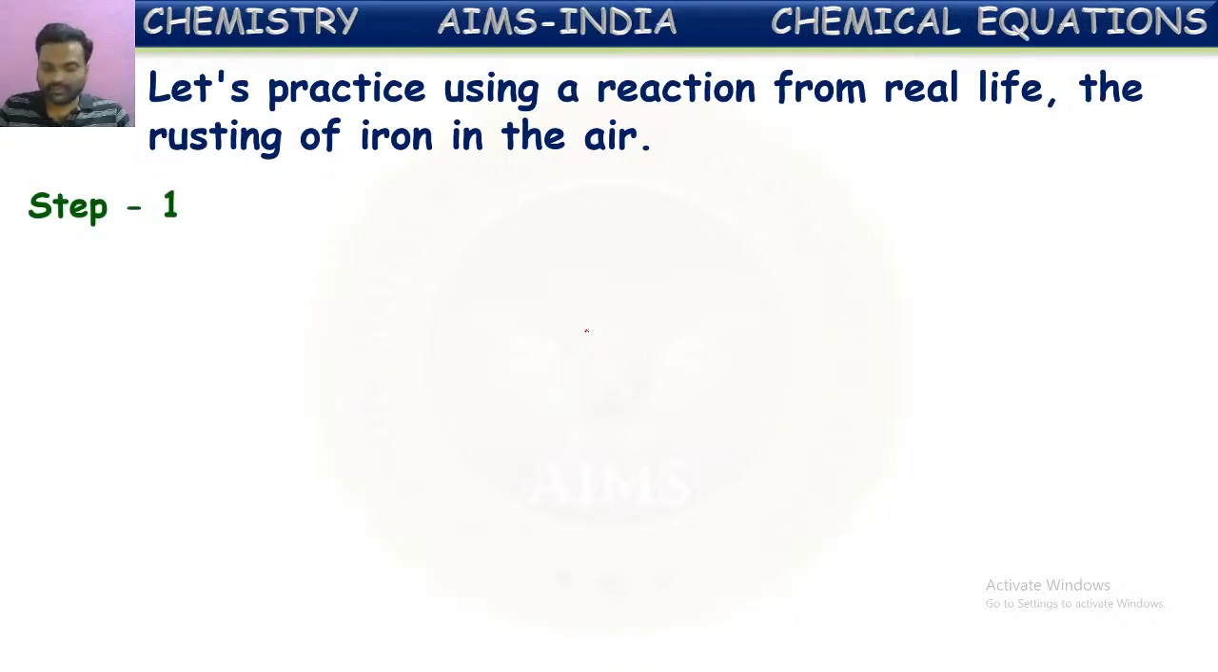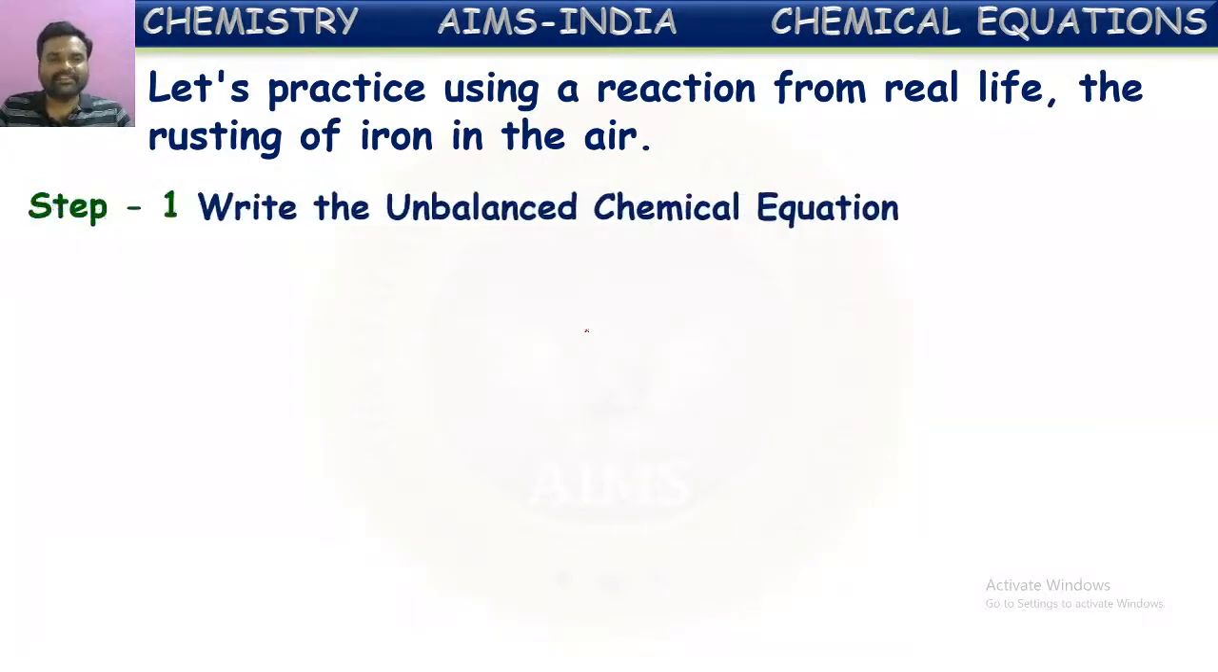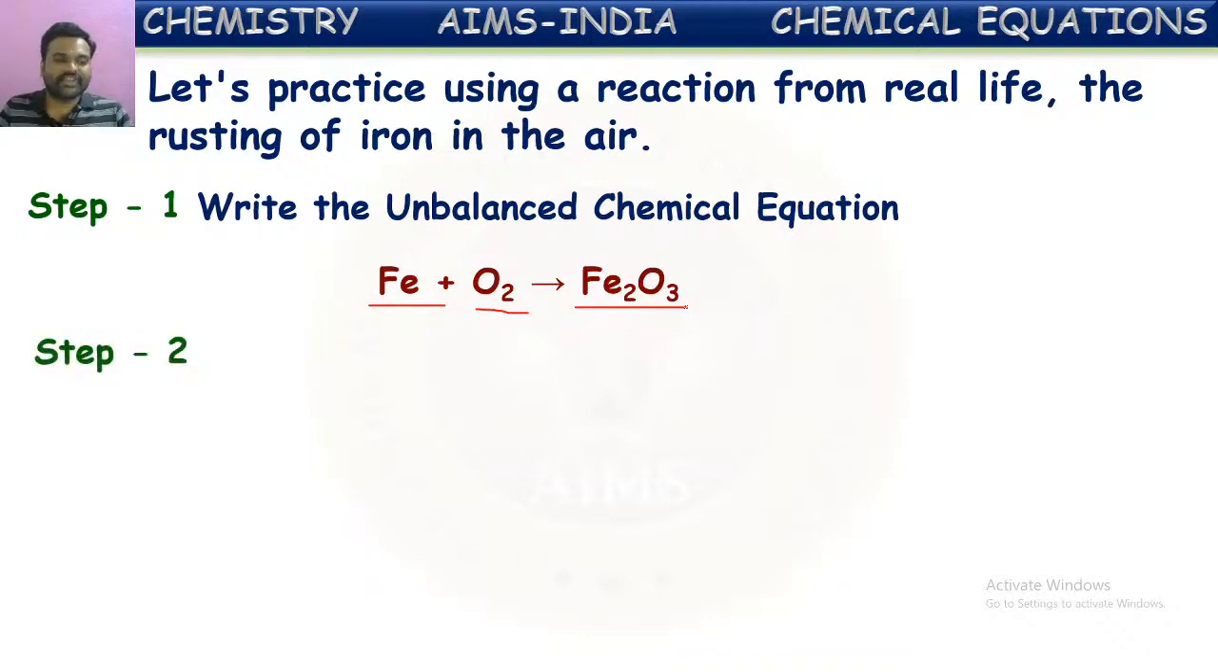The first step is to write the unbalanced chemical equation representing that chemical reaction. So first of all, we have to write the unbalanced equation representing that reaction. We said rusting of iron. If you say iron combines with oxygen to form iron oxide, this is the reaction behind rusting of iron. So first we have to write that unbalanced equation. We have written it. Next, the second step.